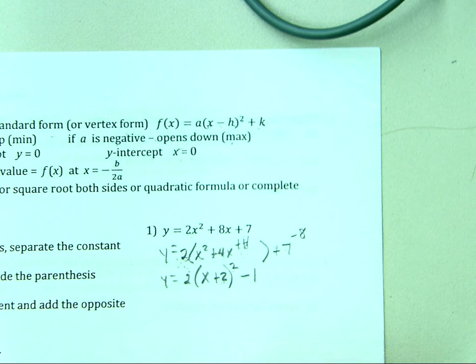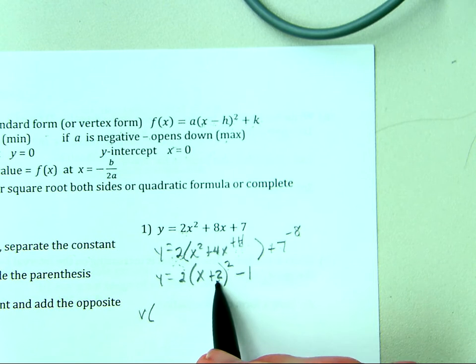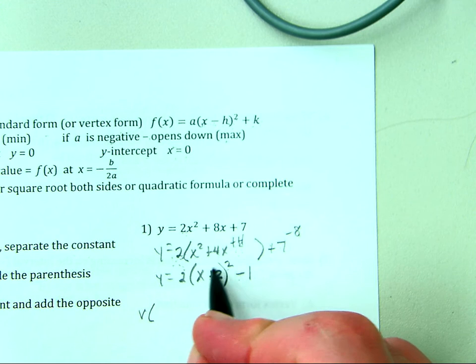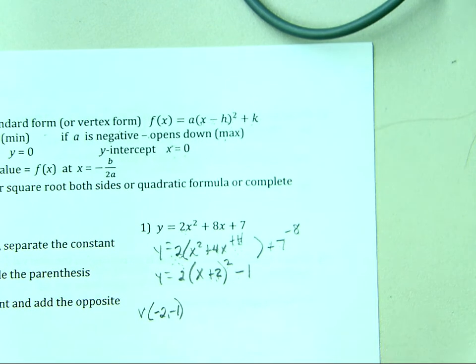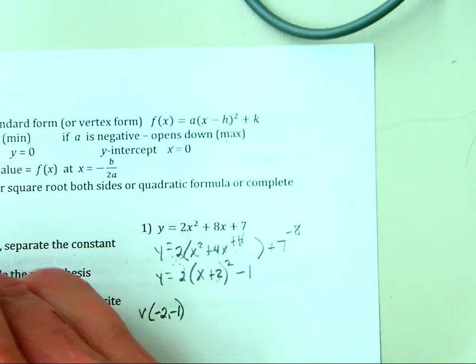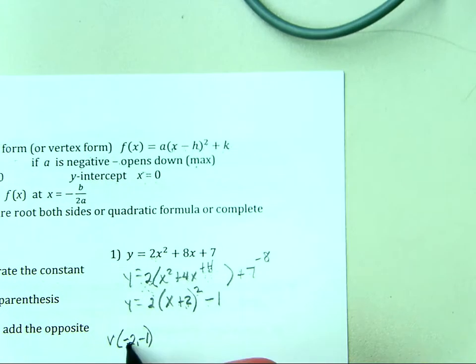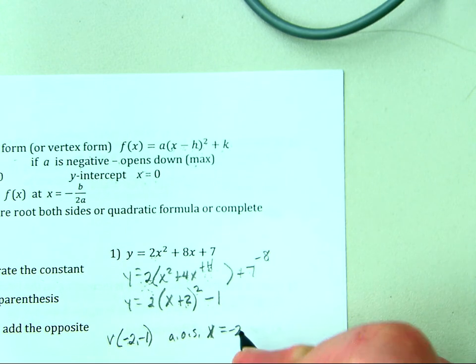Now that's handy because down here it says find the vertex. Well, the vertex is (h, k), that'd be (-2, -1). Remember, this is x minus h, so it's always the opposite of what's in here. So the vertex is (-2, -1). The axis of symmetry we said before was x equals h. So here h is -2, so the axis of symmetry is x equals -2.